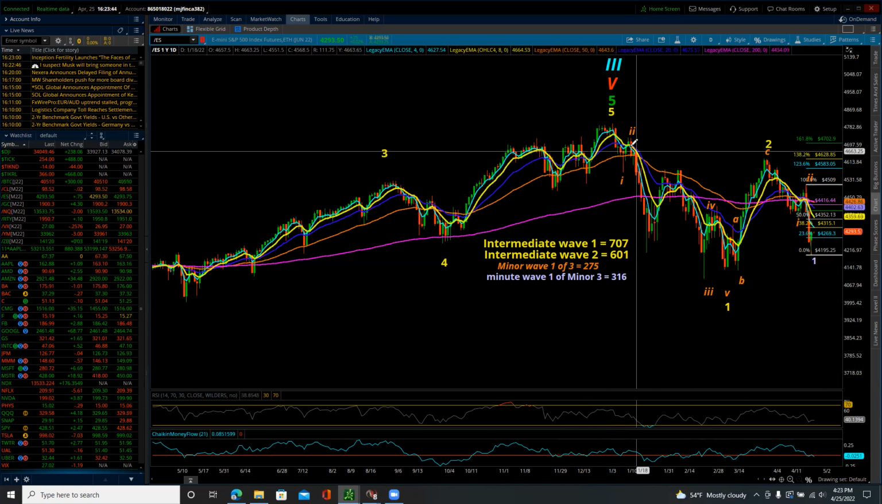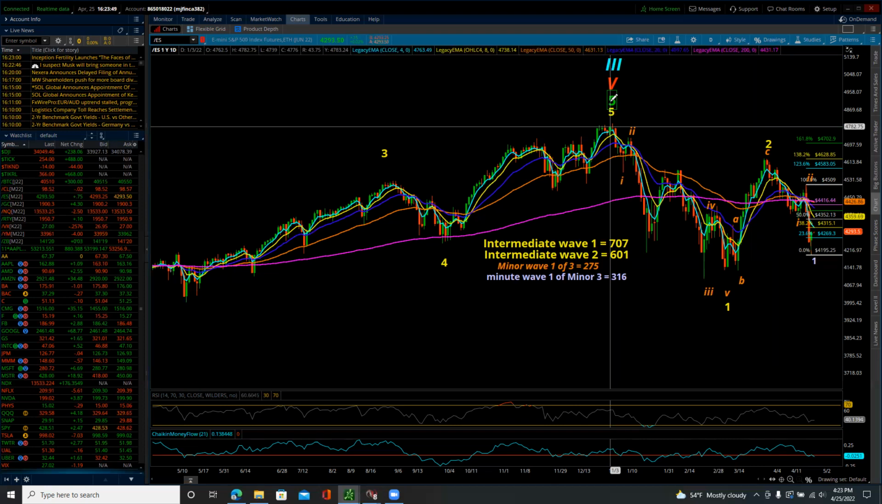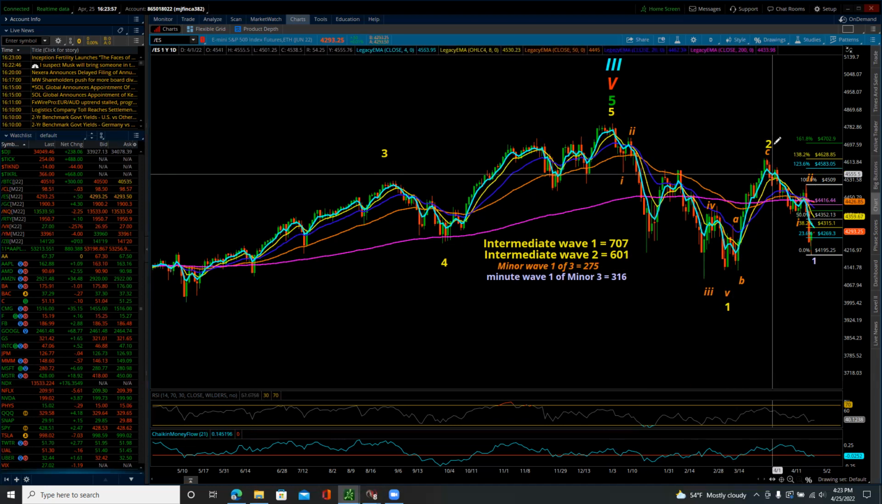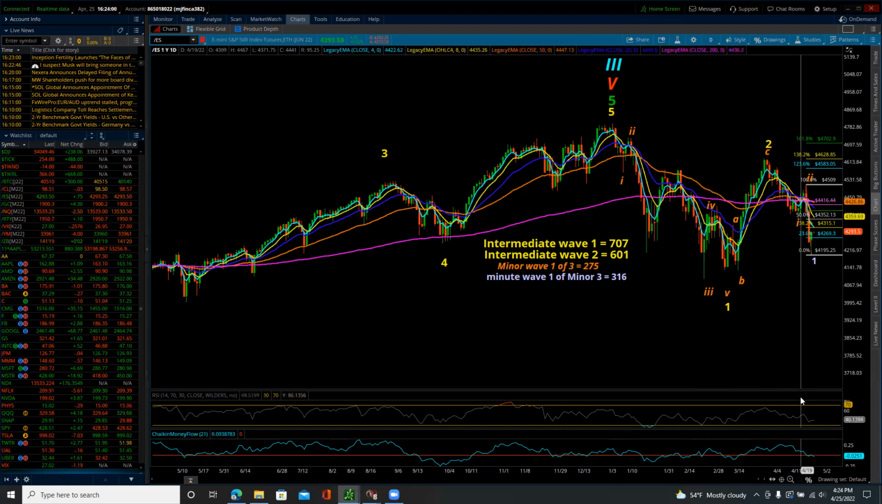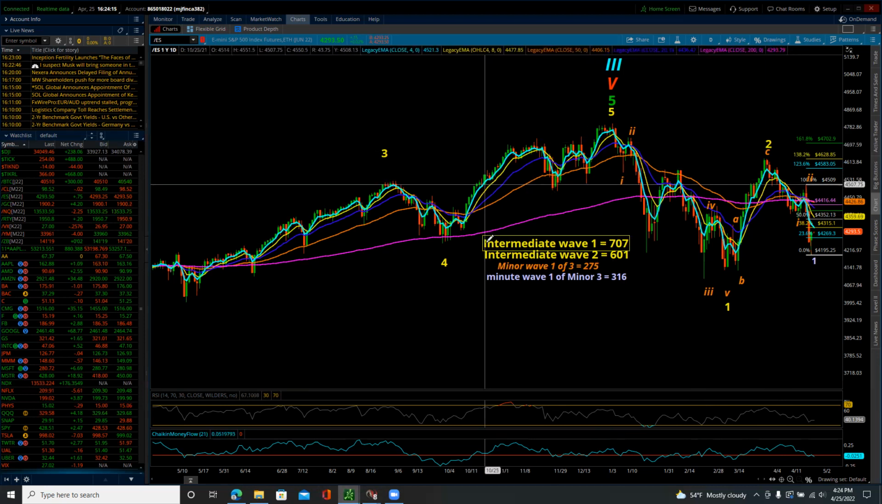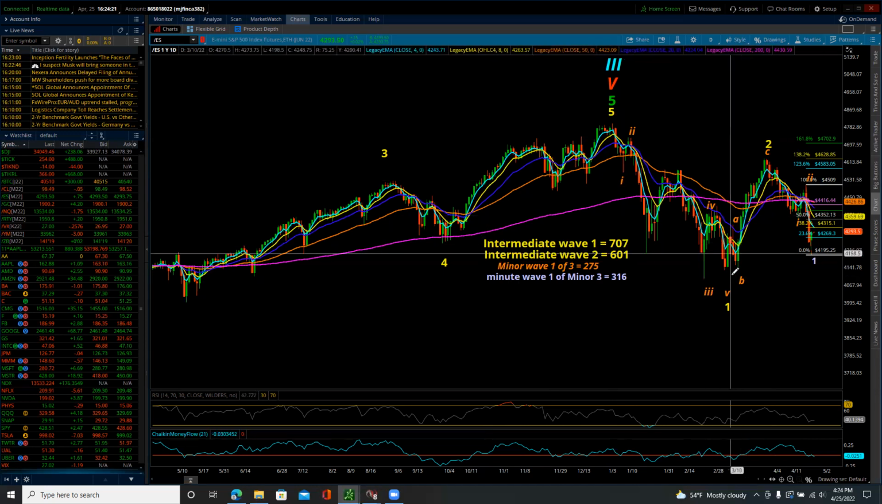So the two forms it can take is that it'll end up being five waves down to form primary A, or it'll be in and of itself intermediate wave A, intermediate wave B, and intermediate wave C, and then that becomes primary wave A. So those are our two choices. Right now, I'm counting it as if it's going to be an intermediate degree five waves down to form wave A.